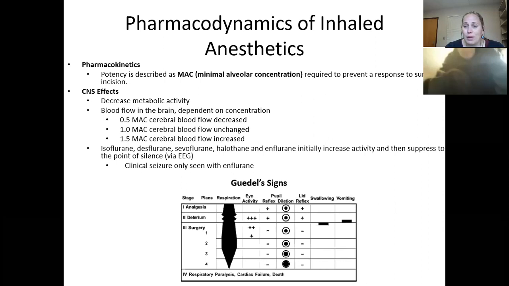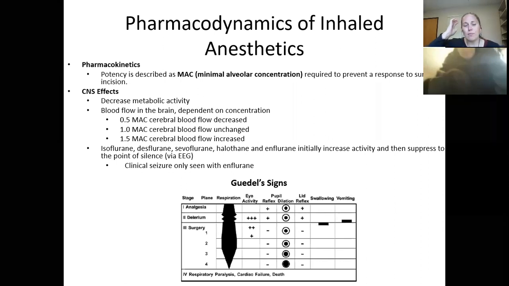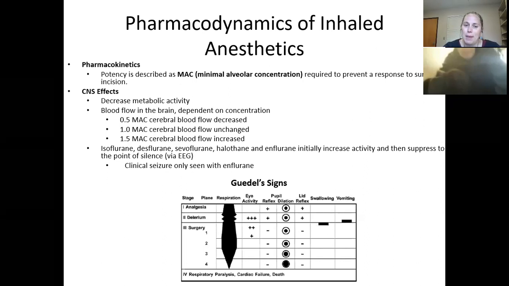In terms of the pharmacodynamics, we talked about MAC prior, as a different acronym. In this context, MAC stands for minimal alveolar concentration. This is the concentration that is required to prevent any type of response to any surgical incision or surgical procedure that is being conducted. So this is a measure of concentration, obviously, and potency of that particular anesthetic.